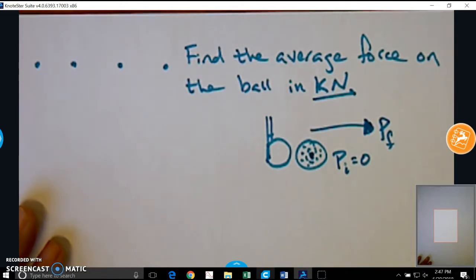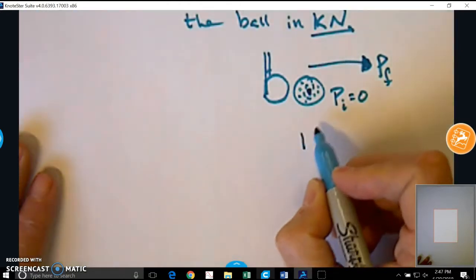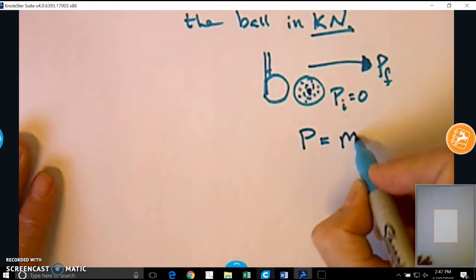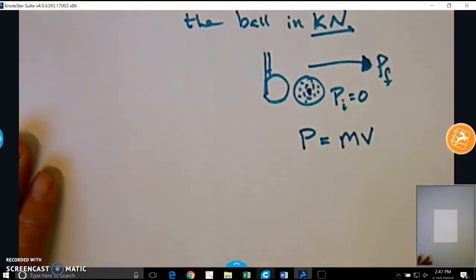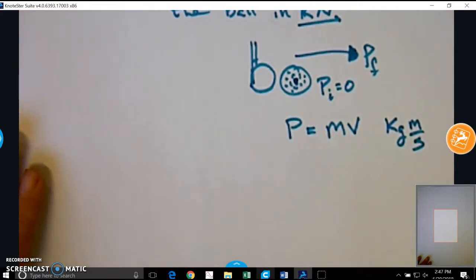So we're going to get a change of momentum of the ball. Momentum, p, is mass times velocity. That's how you describe momentum. The units for momentum: mass should always be in kilograms, and velocity should be in meters per second. That's going to be an issue because I think in that problem, if I read it right, they gave you the velocity in feet per second. So you have to convert.